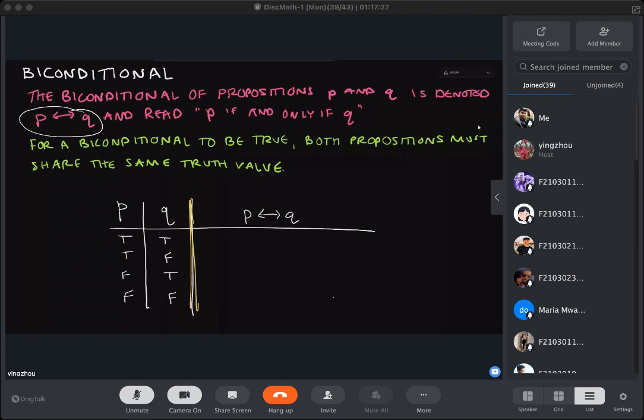Now the only way for P if and only if Q to be true is if they share the same truth value. So we can see here we have true, true. So my biconditional is true. And here we have false, false, which means my biconditional is true. In both of those instances, the truth values for P and Q are the same. If you'll notice, the other two, true, false, are not the same, so my biconditional is false, and false, true, so my biconditional is false.